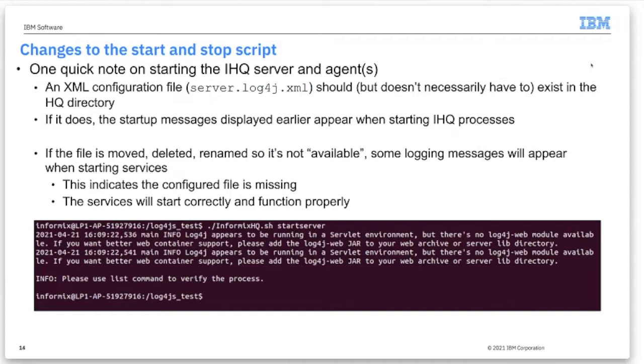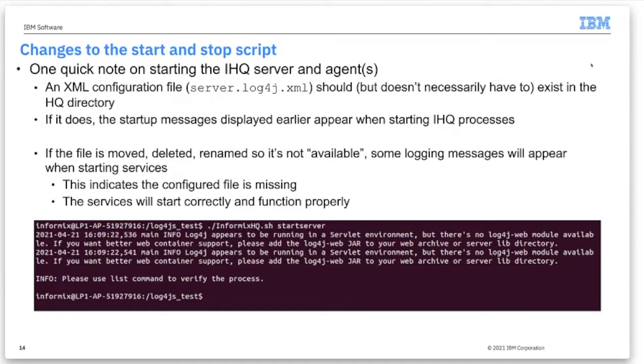Just a quick note on starting IHQ. There is a new logging mechanism that's being used within IHQ, and I'll talk more about that towards the end of this presentation. Within that new logging mechanism, there is an XML configuration file, and you can see what the name of it is. It doesn't have to be in the directory where IHQ is, but we recommend that you leave it there. If that file does not exist, there are some startup messages that will appear.